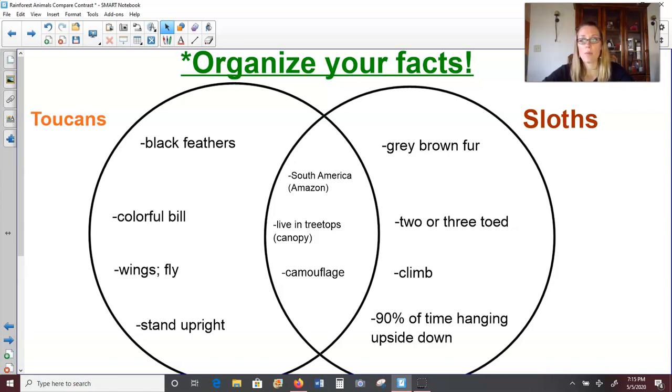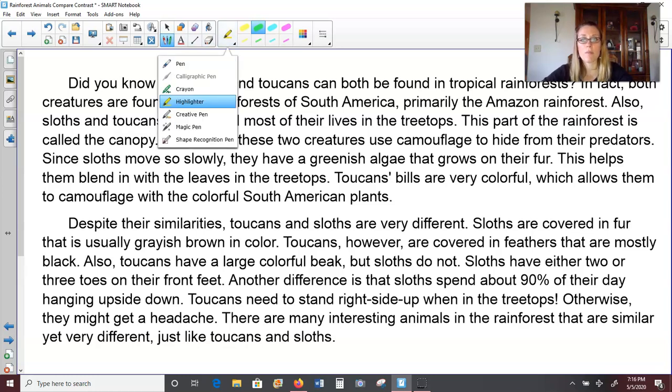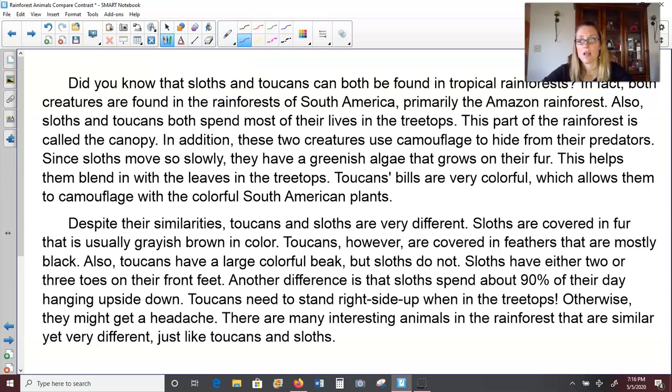So now I would be at the point where I'm ready to draft my paragraphs. Now, just for sake of time, I already wrote my paragraphs, but I do want to share them with you and go over some details whenever we are writing. We need to remember to indent the first sentence of each new paragraph. So I'm just showing arrows here that I did indent at the beginning of each paragraph.